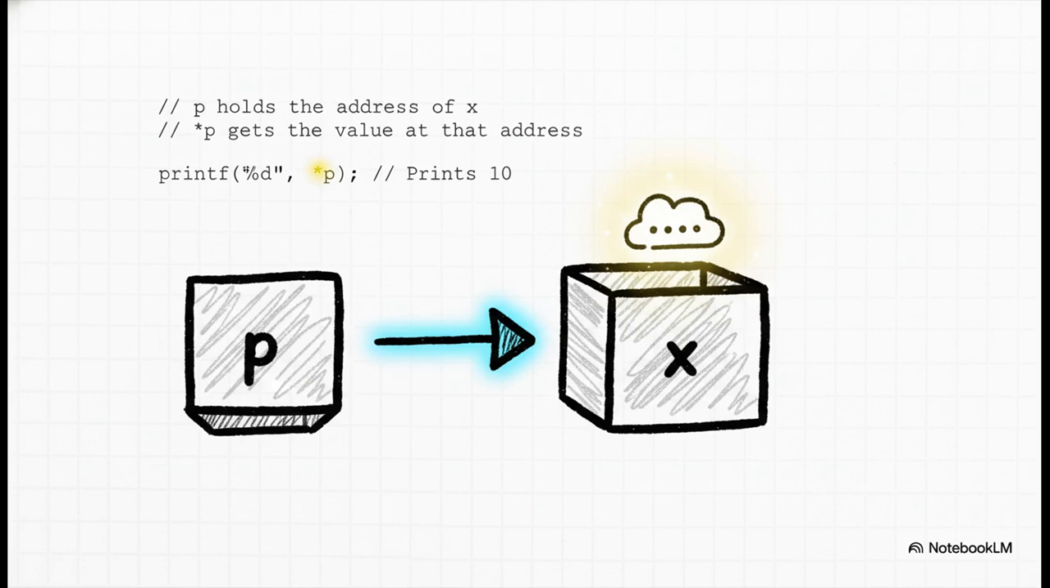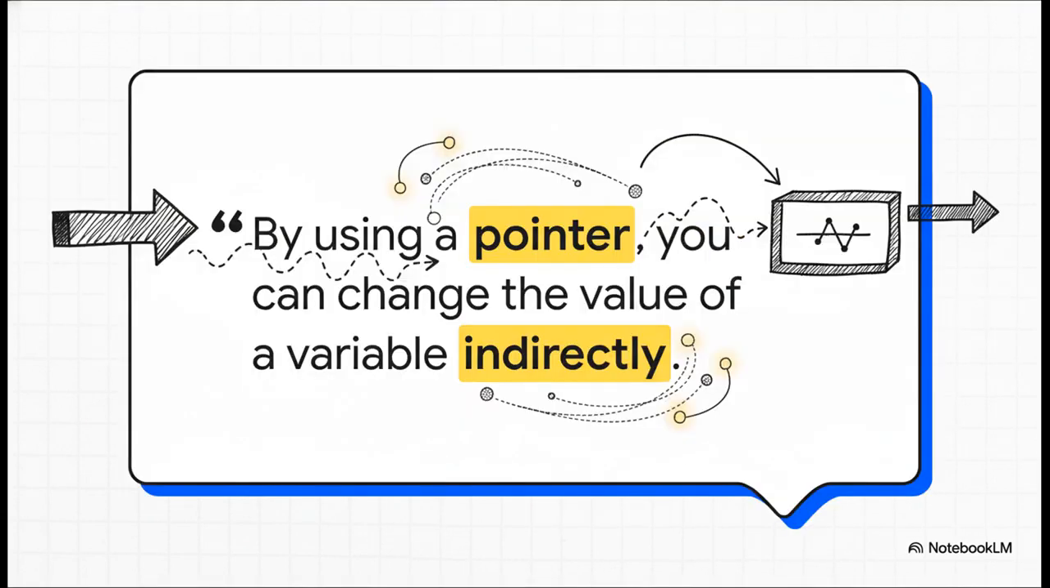And since p is pointing right at x, it grabs the value 10. And this leads us to something incredibly powerful. Once you have a pointer to a variable, you don't need the variable's original name anymore to change it. You can do it indirectly through the pointer.